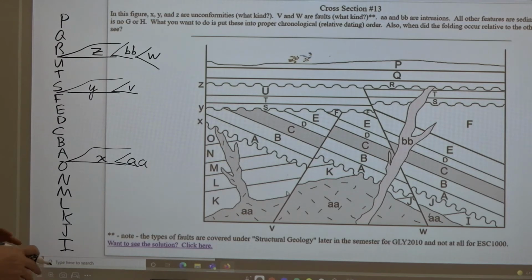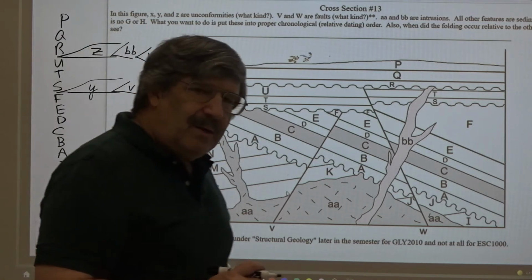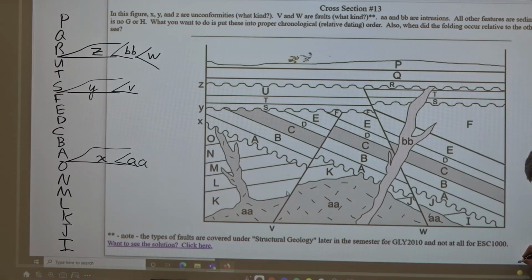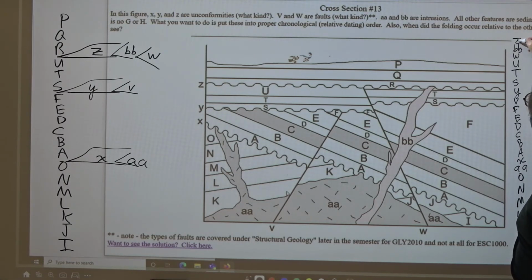And the net result of all of this is that now that we have all these different features in proper order, we can start at the bottom, I, J, K, L, M, N, O, and then AA, then X, then A, B, C, D, E, F, then V, then Y, then S, T, U, then W, then BB, and we're going to run into this lettering up here, but I hope everybody can understand it. Then Z, R, Q, and P.